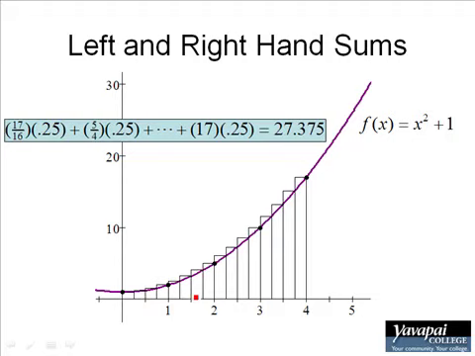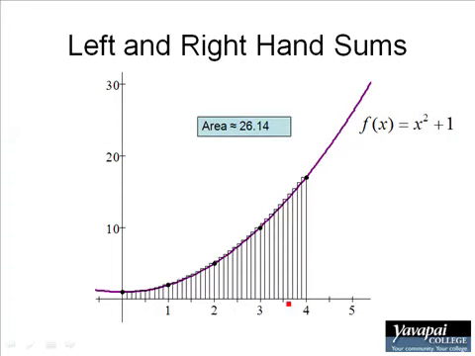So now I've gone ahead and I've added even more rectangles here. Now we're up to 16 rectangles, and I get, for the first rectangle, the area is a height of 17/16 and 0.25 wide. The second rectangle is 5/4 high and 0.25 wide. And I can continue to go to each one of those 16 rectangles till I get to the very last one, which is 17 high, 0.25 wide. Add all 16 of those terms up, I get 27.375.